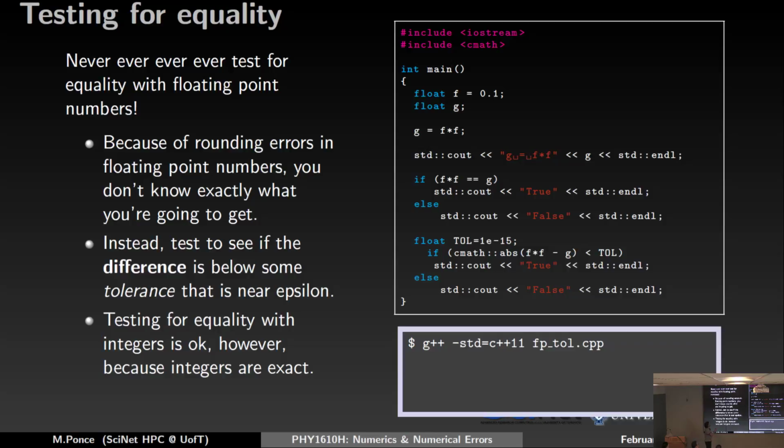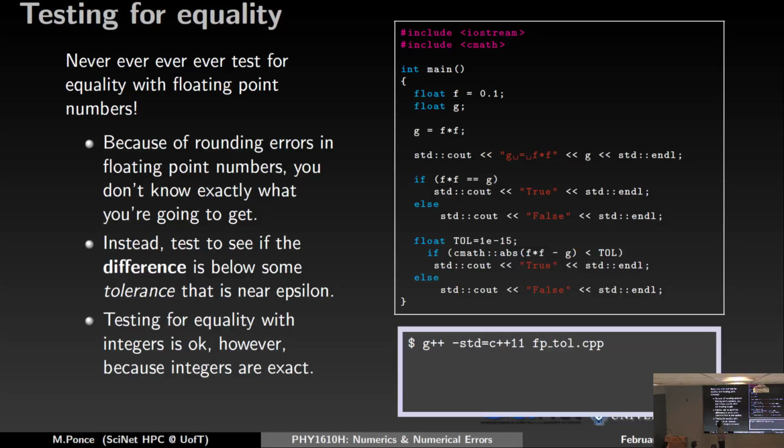So in this example, I have, again, two floats actually, f that is 0.1, and then g, which is the square of that. The program is going to ask, is f squared equal to g? A very, very naive question, if you wish, right? Because we just compute g being f squared. And it prints true or false.